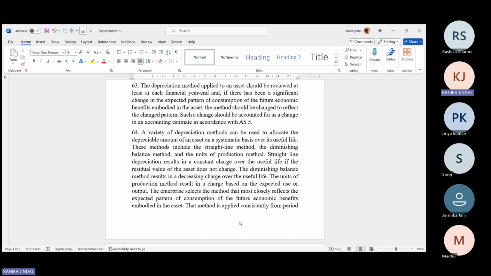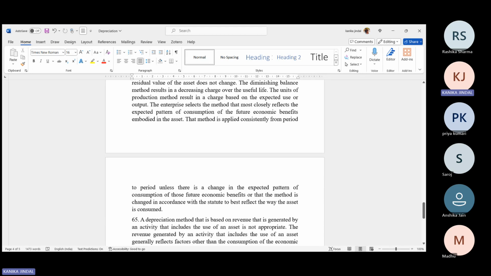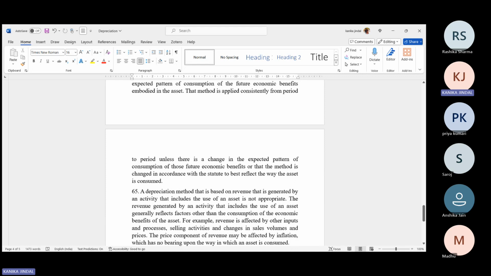So whenever the enterprise selects the method, it chooses the method which closely reflects the expected pattern of consumption of future economic benefits. That method is applied consistently from period to period unless there is a change in the expected pattern. So the enterprise keeps on applying the same method until and unless there is a need to change the method. And when there is a change in the method of depreciation, it has to be disclosed.